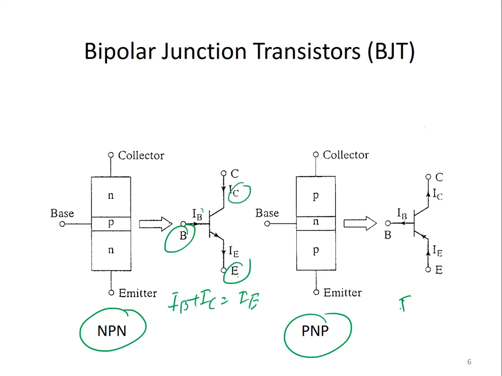So here, the emitter current is equal to the base current plus the collector current. There is only a change in the flow of the current. The conventional current goes from IC to IE in one case, and here it is just the reverse.